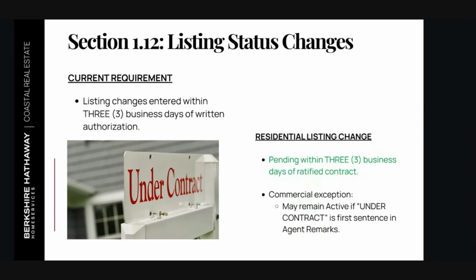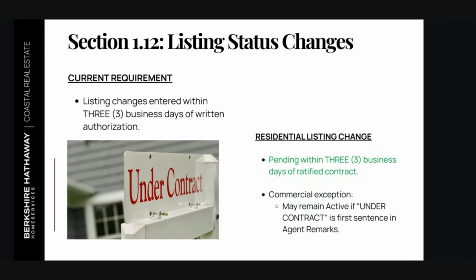Section 1.12, listing status changes. The requirement here focuses on timing and accuracy of updates in MLS. Any change to a listing, whether it's the price, the terms, or other changes in the listing agreement, must be entered into the MLS within 3 business days after receiving authorization from the seller.